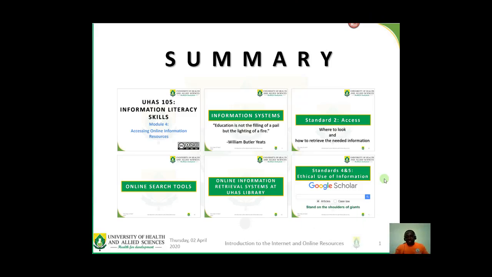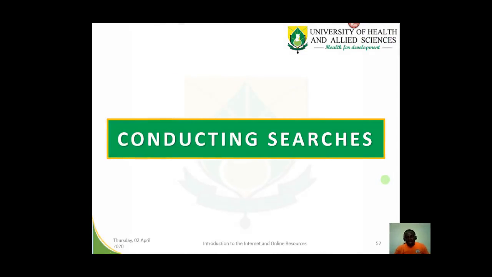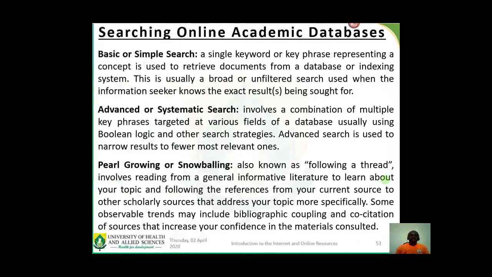I want us to look at how exactly to conduct online searches. Now, searching of academic databases online comes in three distinct forms, or our behavior with looking for information. For example, there is what we call the basic search. If you look at the example we actually used in the OPAC that we just saw, that was a basic search. We just used a single keyword, cancer, to look for a material in the library. That is a basic or simple search.